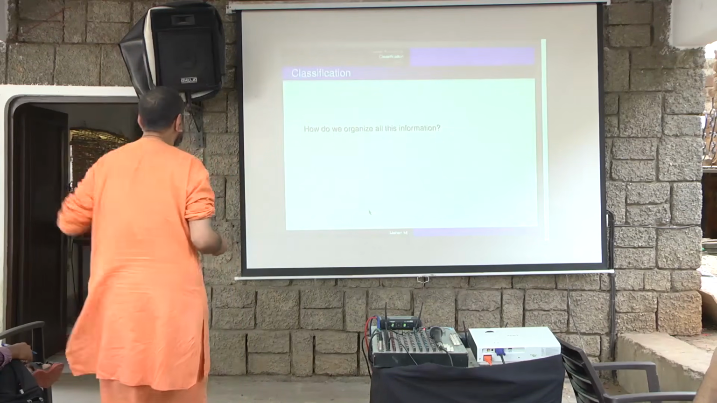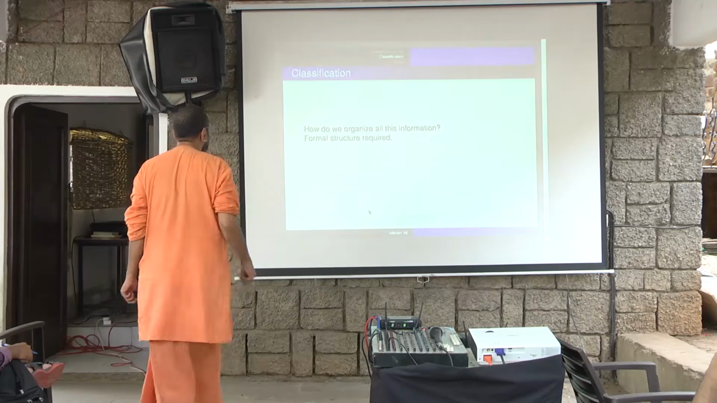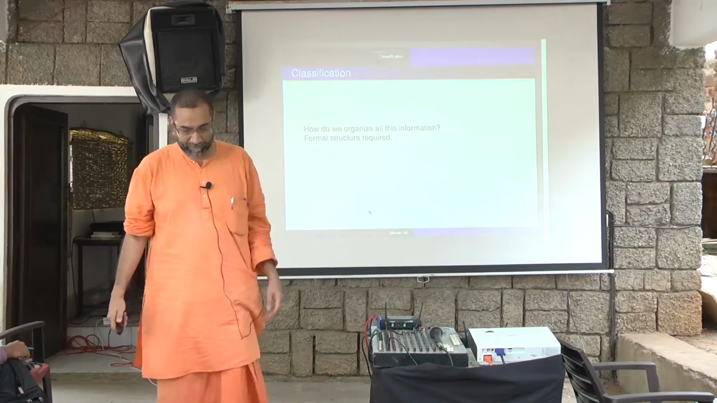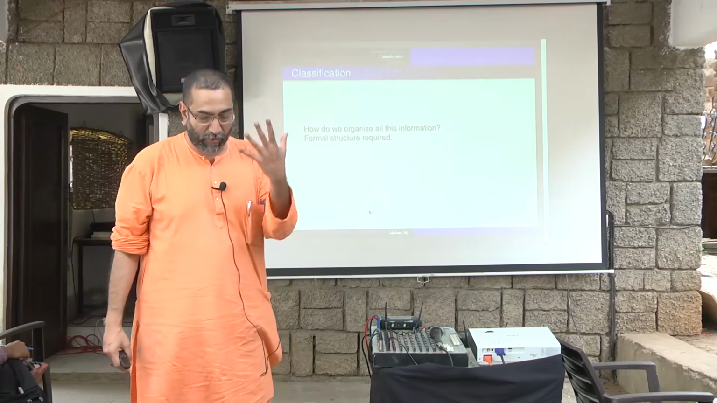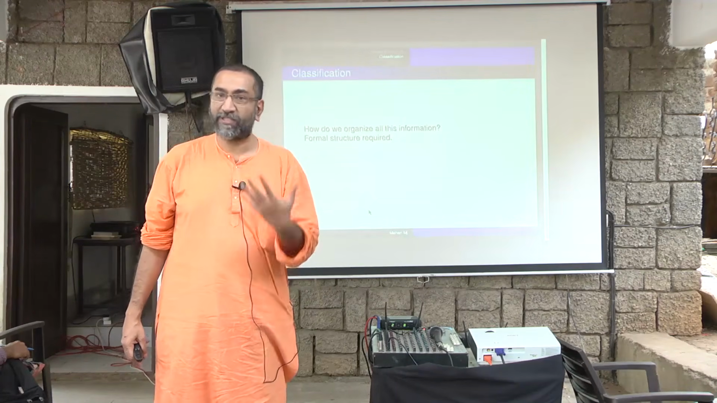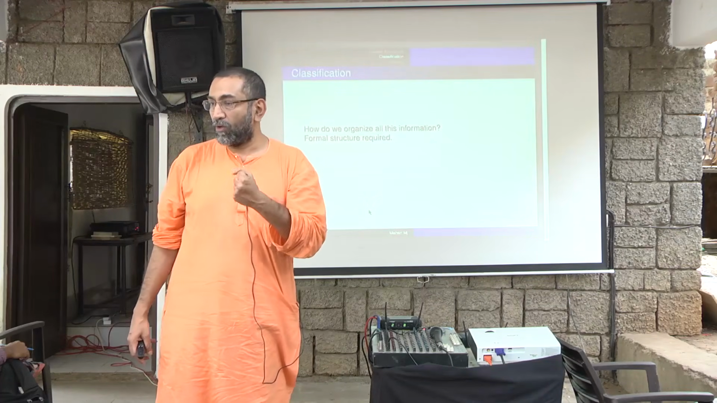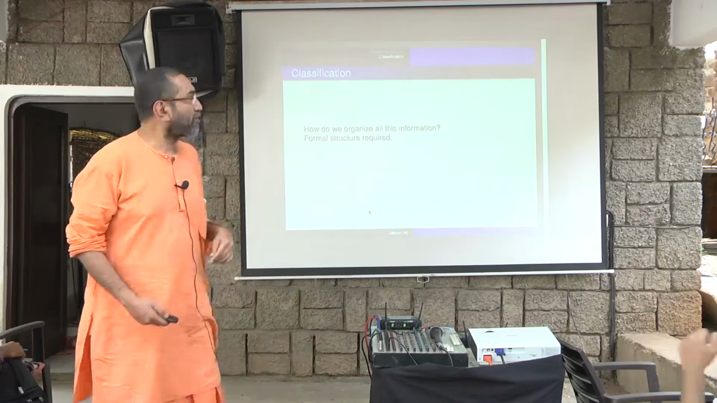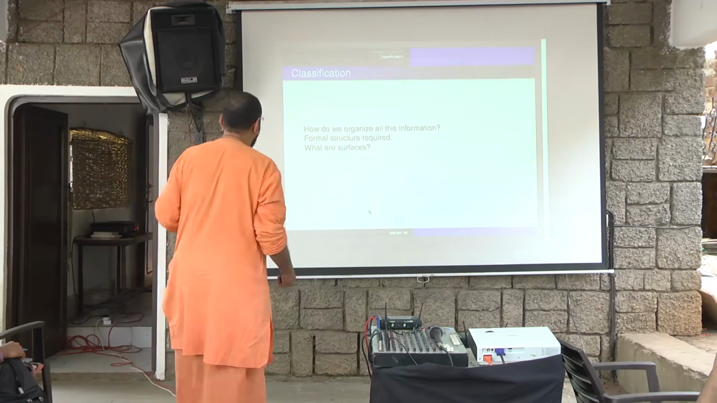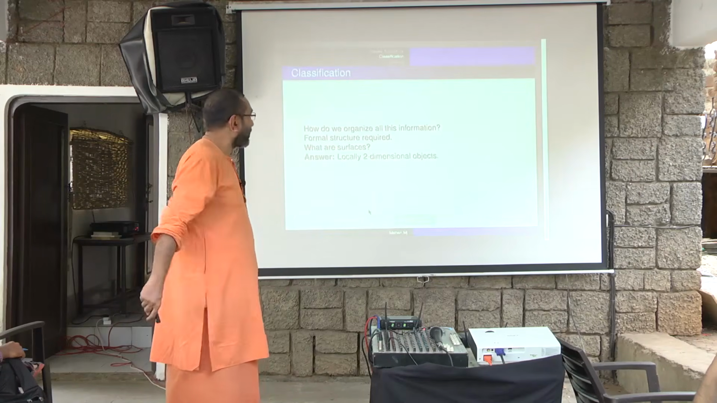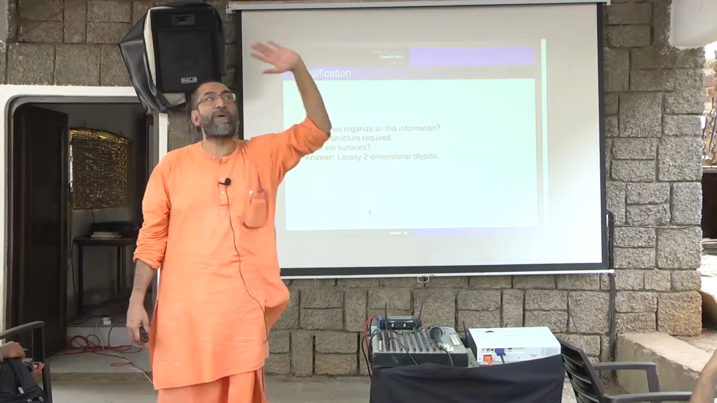So how do we organize all this information? We need a formal structure. But in order to get a formal structure, we'll have to tell you what surfaces are. Visual information is too crude a notion to work with. So we'll have to define for you what surfaces are. And here's a first approximating notion: things which are locally two-dimensional.